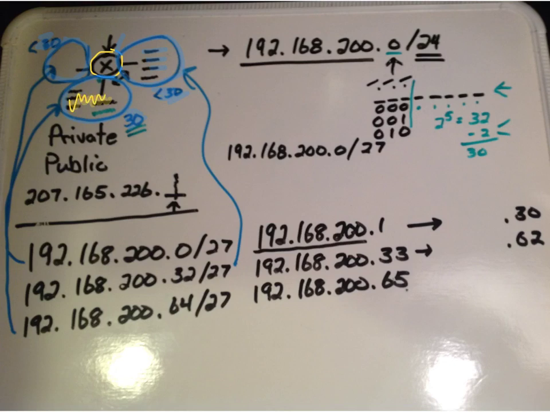This area here could be all the students. Maybe this is all the faculty over here. Maybe these are servers or printers or whatever. So we need to take an address, and let's say we're given this address. Okay, we're given that address. Now we're using private addresses. Thursday we will do a public address example.